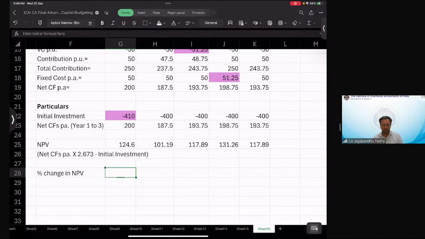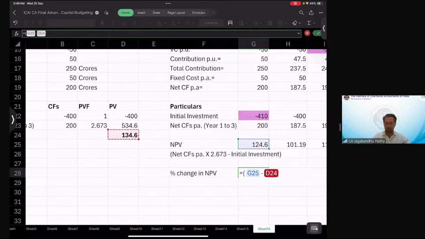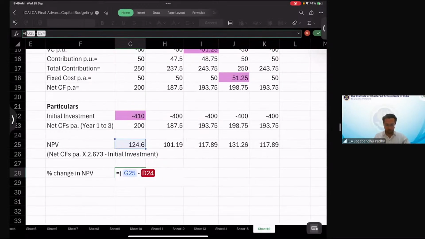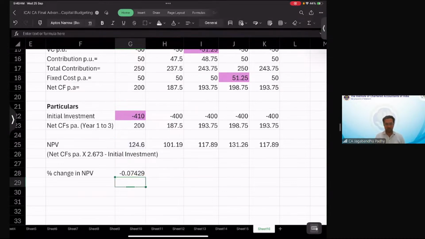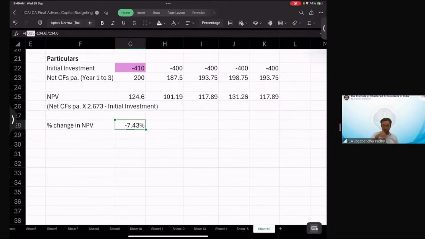Percentage change in NPV. We have the current NPV as 124.6. What was our base case NPV? Base case NPV was 134.6. So divided by 134.6, we observe that if you are changing the initial cost, your NPV is reducing by 7.43%.